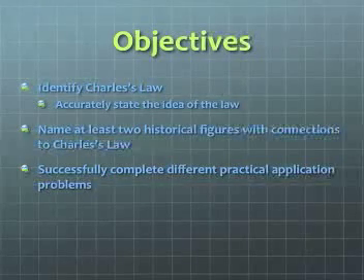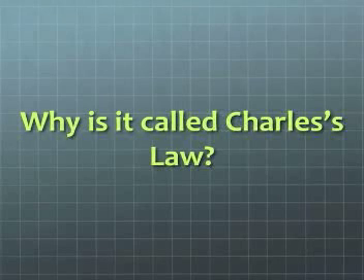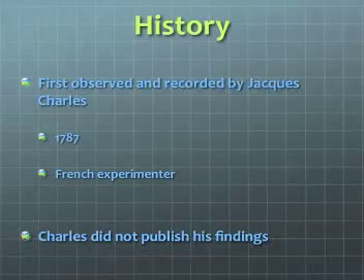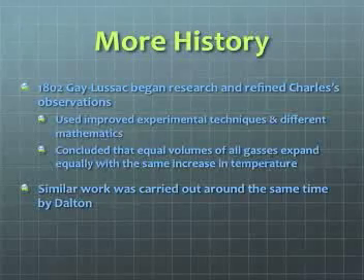One of the first questions we want to ask ourselves is, why is it called Charles's law? This one's pretty self-explanatory. Going into the history here, it was first observed and recorded by Jacques Charles in 1787. He was a French experimenter. However, he never published his own findings.